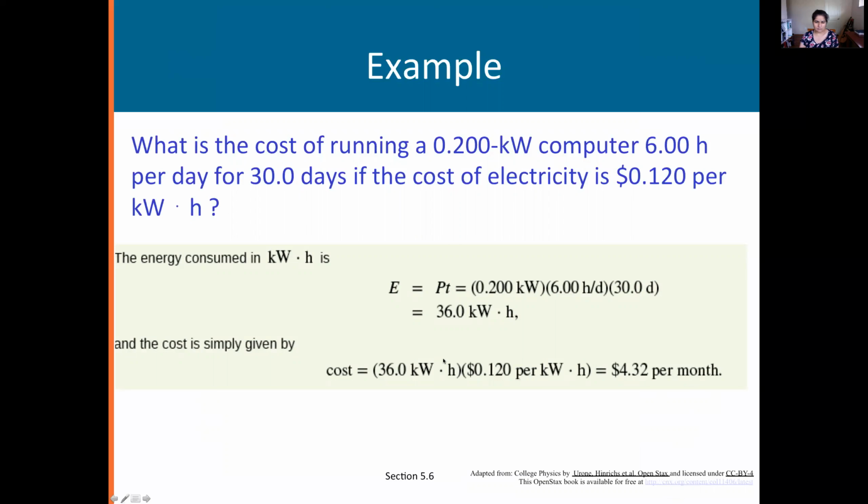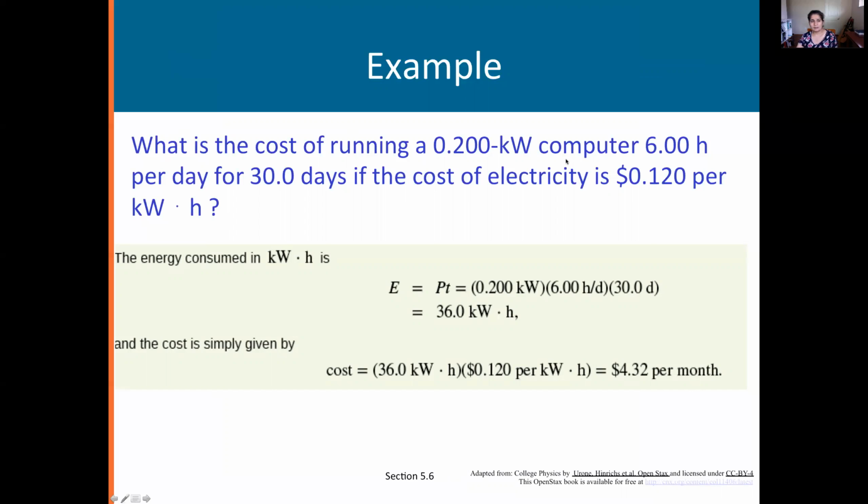So let's look at some simple problems here. What is the cost of running a 0.2 kilowatt computer 6 hours per day for 30 days if the cost of electricity is 12 cents per kilowatt hour? Okay. So when you have this kind of question, you see that there are several different units. There's kilowatts here, and luckily the rate is given per kilowatt hour, right? So you want to know how many hours you're going to run this, so that you can apply this rate. I would convert all these things into the units for the rate given here, since you're going to have to finally get the cost in terms of multiplying by this unit here.